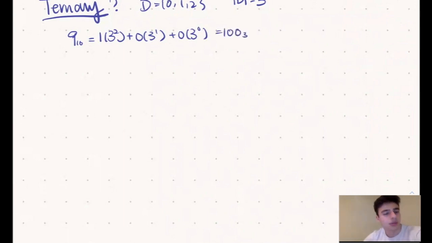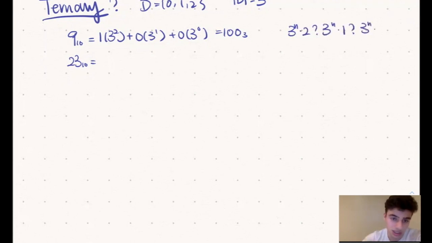But now let's look at an example that requires a modified algorithm. Let's look at 23 base 10. We want to know not only what largest power of 3 can fit into 23, we want to know how many of that power of 3 can fit into 23 as well. And the number of times is allowed to be any number within the set D that we defined above. So that means we can have 1, 2, or 0 of that power of 3. So we're going to use the same algorithm now with this slight modification.